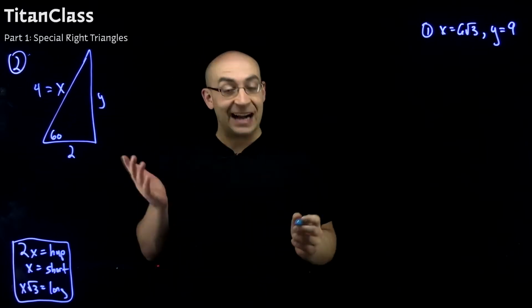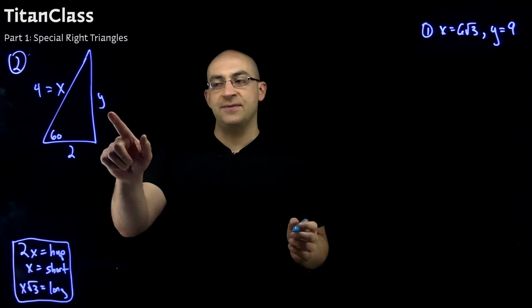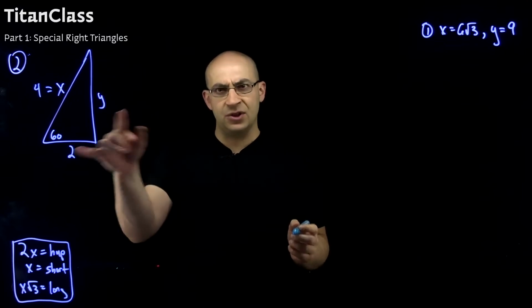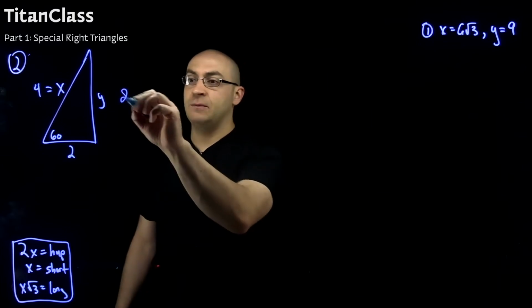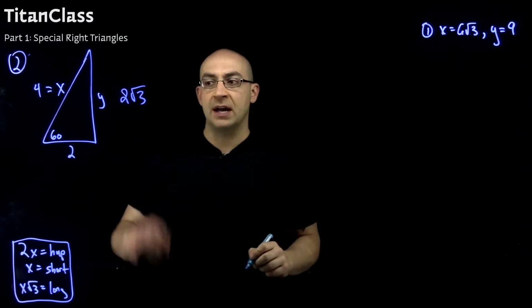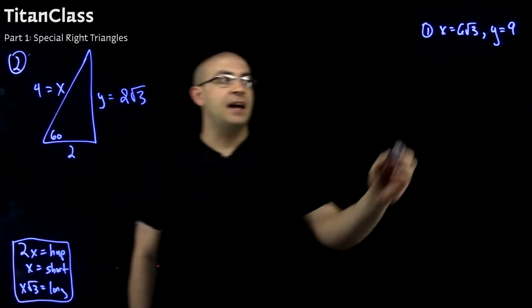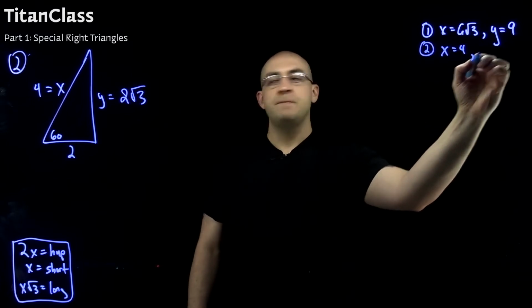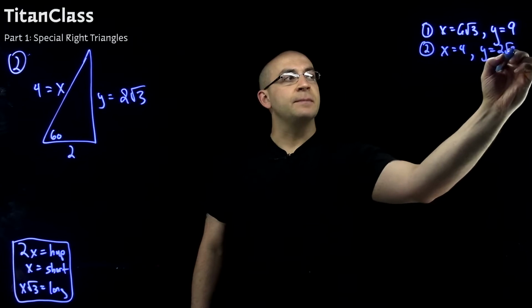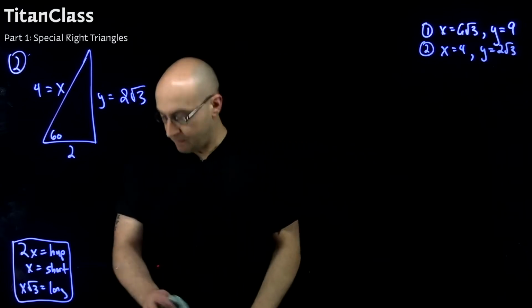Now, this is actually super easy, because if this side, the longer side of the two legs, is x root 3, and that's x, I'm just plugging in what I know. So my long side is going to be 2 root 3, and I have my answers for number 2. Super easy one. X is going to be 4, and y is going to be 2 root 3. All right? Let's move on.